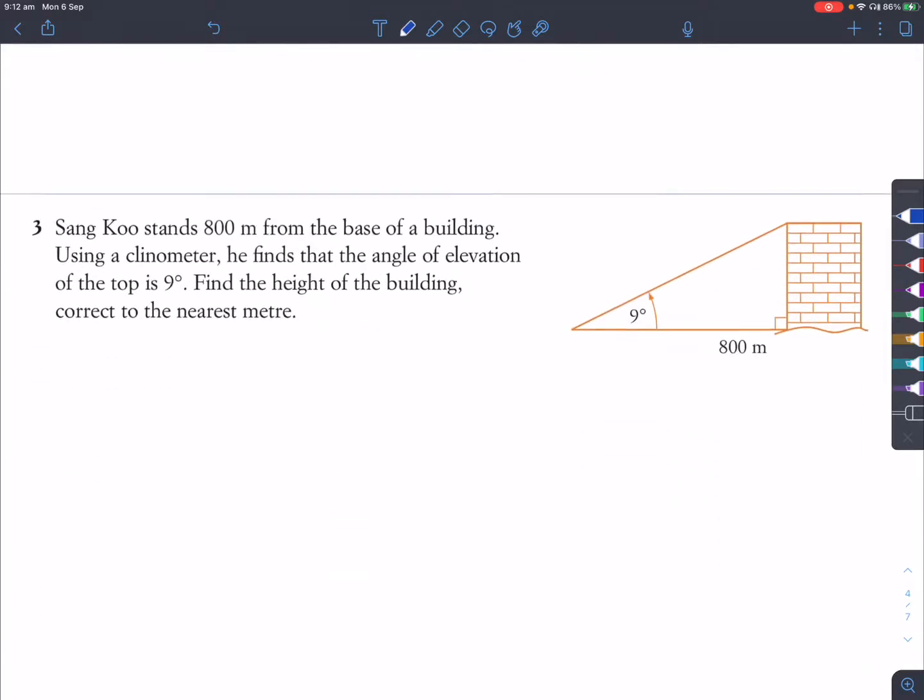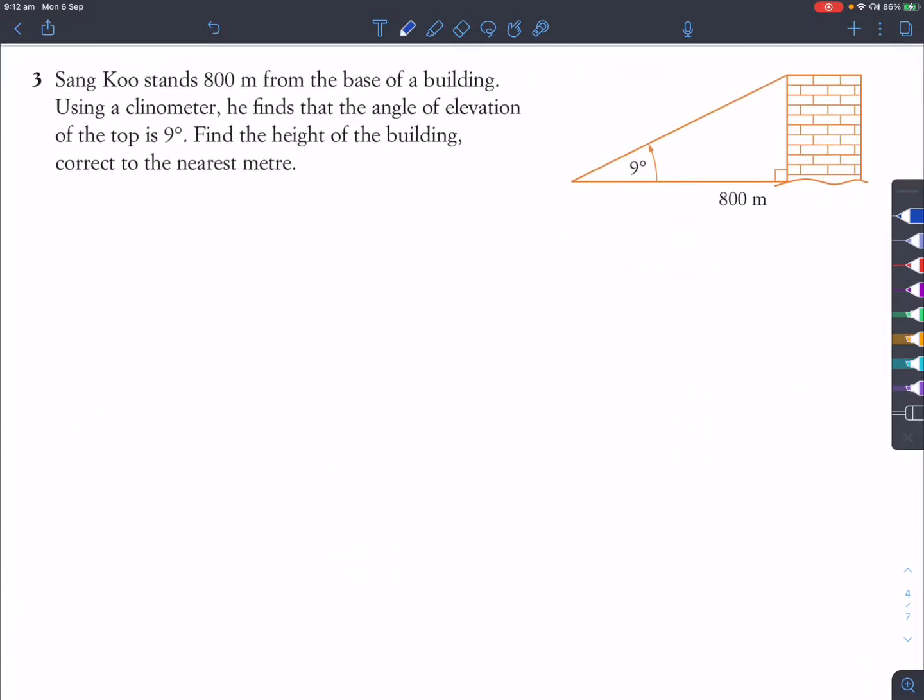Okay. Question 3. Sanku stands 800 meters from the base of a building using a clinometer, which is just a device that we can use to measure the angle of elevation. He finds that the angle of elevation of the top is 9 degrees. Find the height of the building correct to the nearest meter. All right, so basically there's a person here with that inclinometer, and he's going to measure the angle to the top of the building. He measures this as 9 degrees. Now it wants you to find the height of the building. So that height is this one here. We'll just call that x because we want to find that.